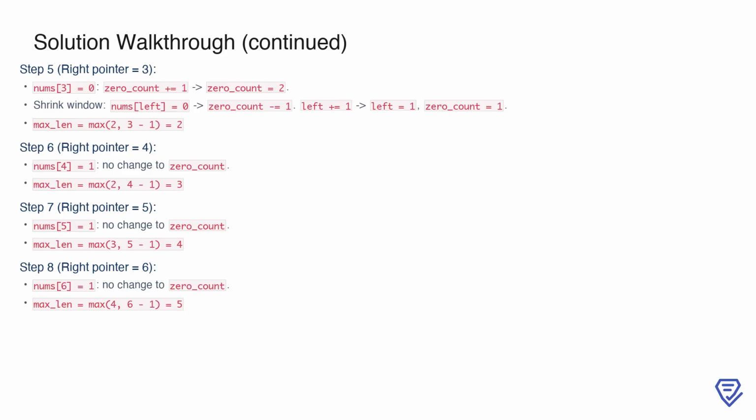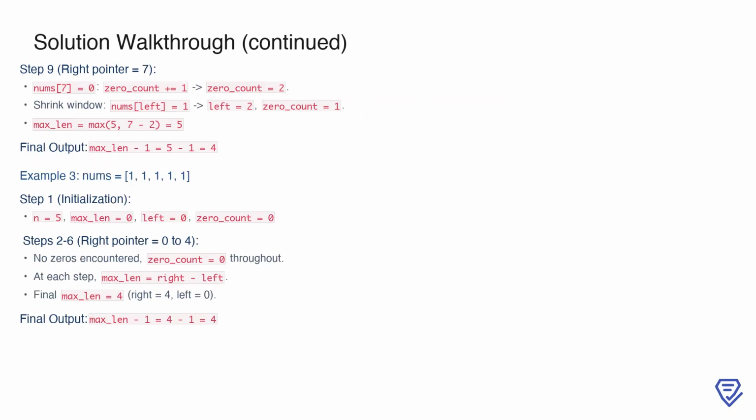At index 4, nums[4] is 1, so zero_count doesn't change. The subarray length becomes 4 minus 1 equals 3, and max_len updates to 3. At index 5, nums[5] is 1, keeping zero_count unchanged. The subarray length is 5 minus 1 equals 4, and max_len becomes 4. Similarly, at index 6, nums[6] is 1, so the subarray length increases to 6 minus 1 equals 5, and max_len updates to 5. Finally, at index 7, nums[7] is 0, so we increment zero_count to 2.